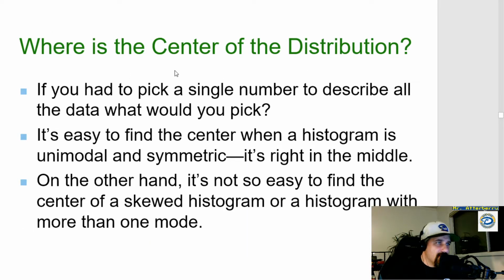Where's the center of the distribution? If you had to pick a single number to describe all the data, what would you pick? It's easy to find the center when a histogram is unimodal and symmetric. It's right in the middle. So talking about the earthquake one, like right in the middle. Okay. On the other hand, it's not so easy to find the center of a skewed histogram or a histogram with more than one mode. So if it's bimodal or multimodal, very difficult to find the middle a lot of times.